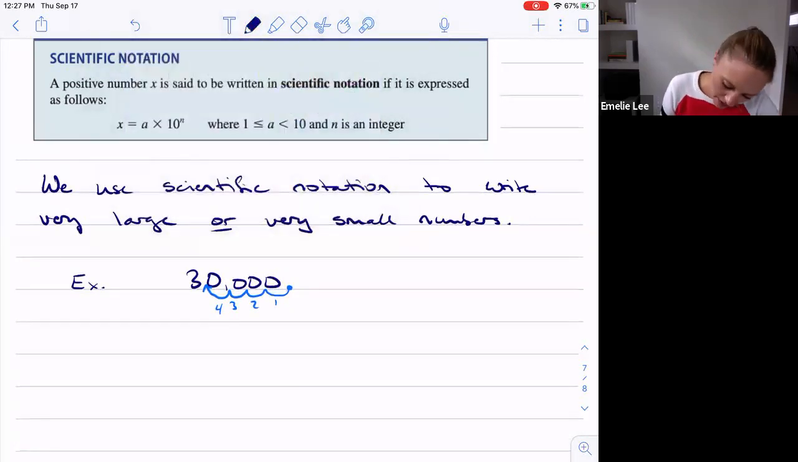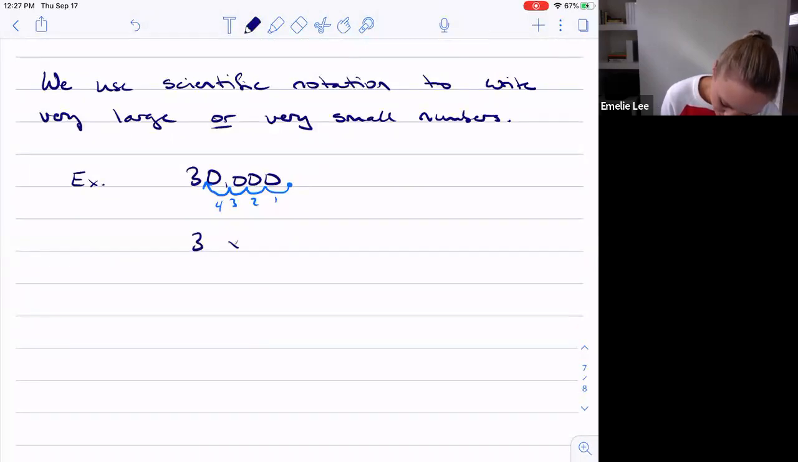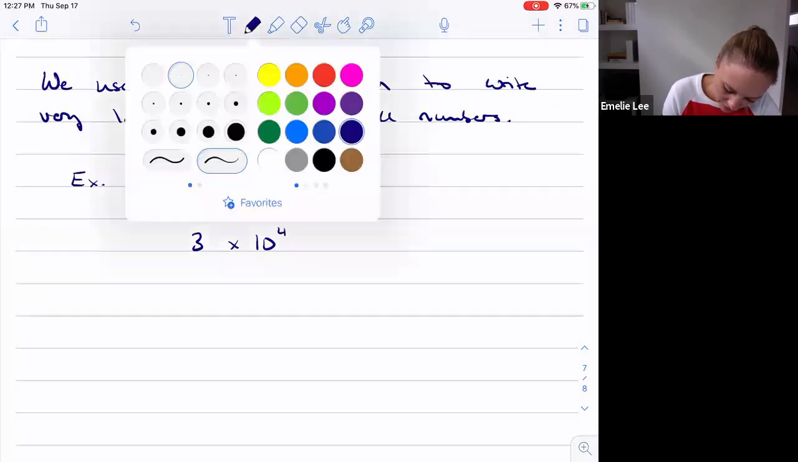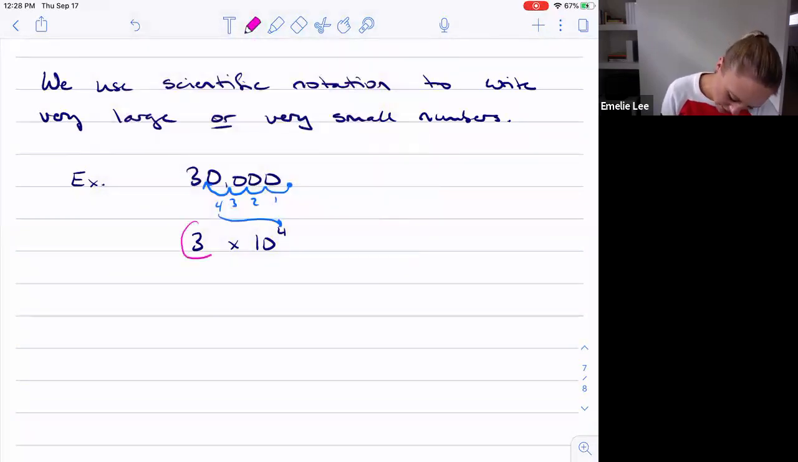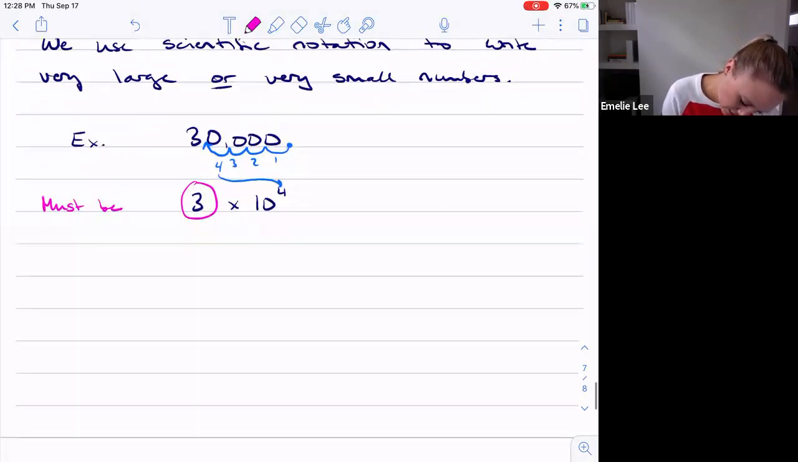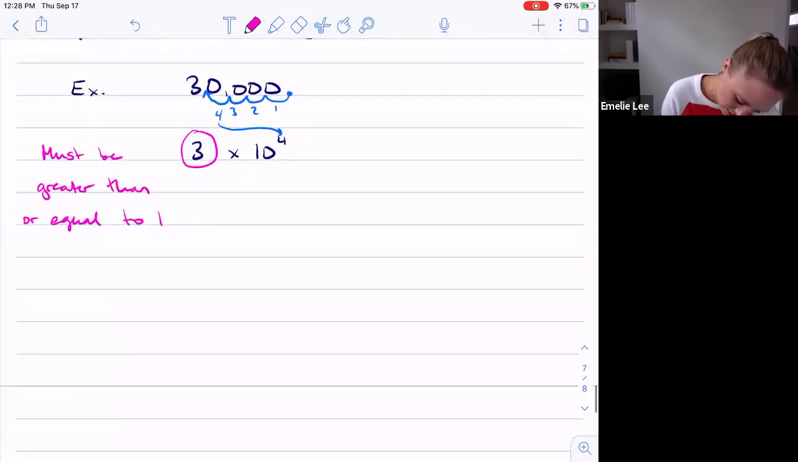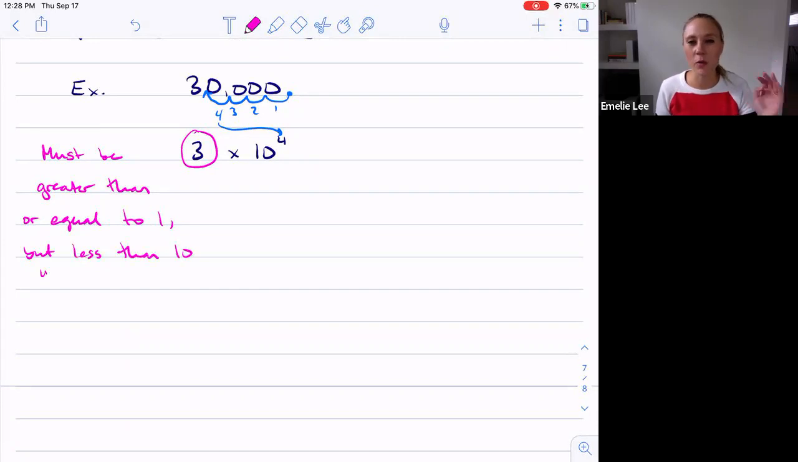So we've got 3 times 10 to the power of 4, coming from how many spaces you've moved that decimal. So this value must be greater than or equal to 1, but less than 10. So I usually just think kind of between 1 and 9. Not really accurate because you could have 9.8, but it's just easier to think about it, 1 and 9.